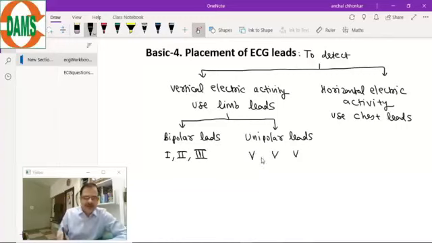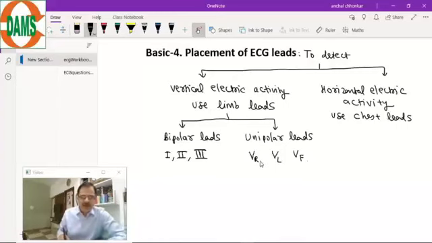So unipolar leads are represented by the letter V. Three unipolar limb leads are there, and they are given the names R, L, F, depending on where their exploring electrode is kept: the right upper limb, left upper limb and the foot. So these are the nomenclatures.